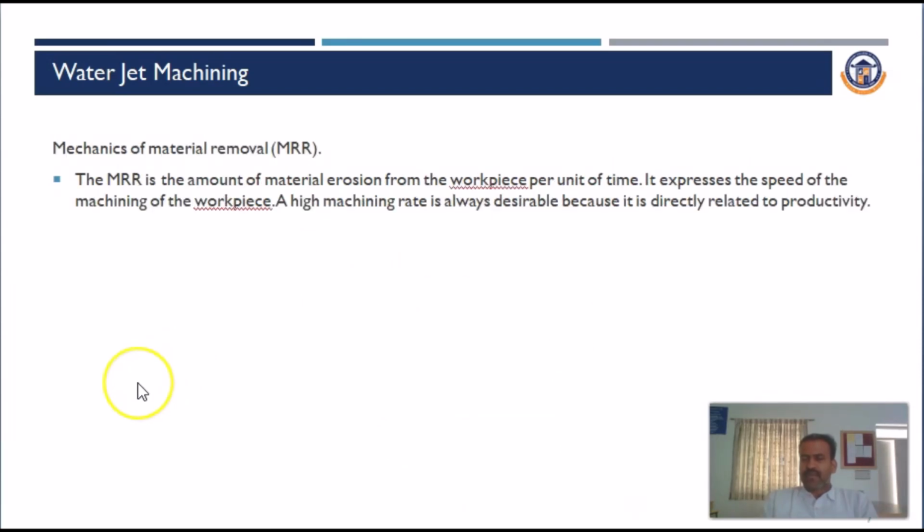This is the metal removal rate of the water jet machining process. The metal removal rate is the amount of material eroded from the workpiece per unit of time. The speed of machining of the workpiece is high. A high machining rate is always desirable because it is directly related to productivity.